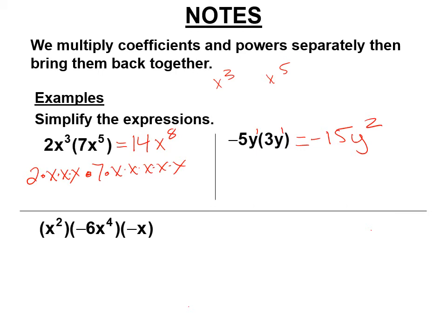All right, so yeah, there's some ones there. Oh, there's a -1. So we have -6 times -1 times 1. That's 6 for our coefficient. And we have x squared times x to the 4th times x to the 1st. 6x to the 7th.